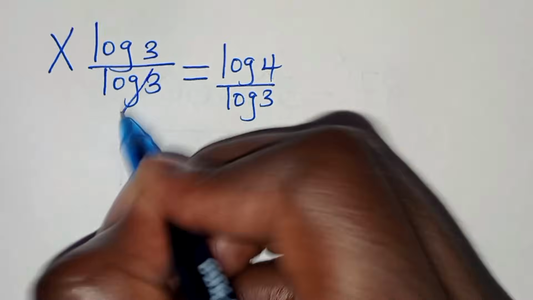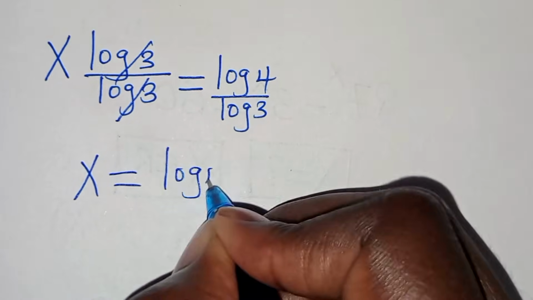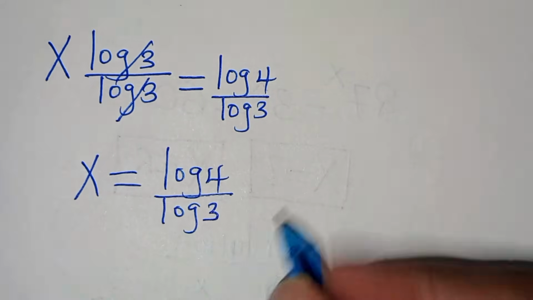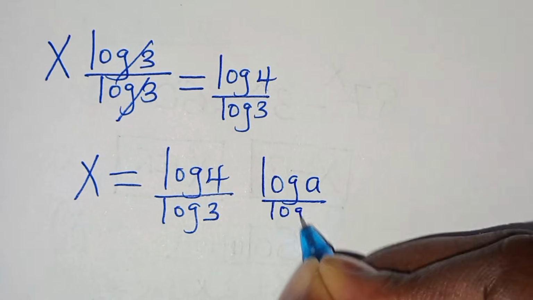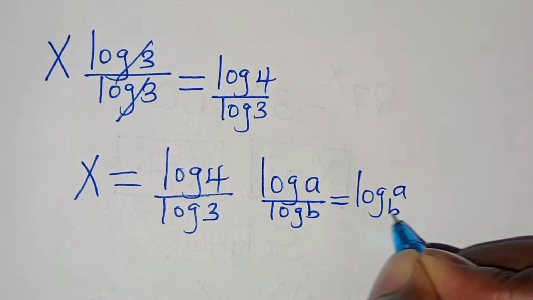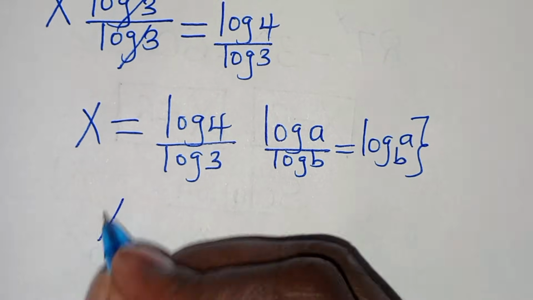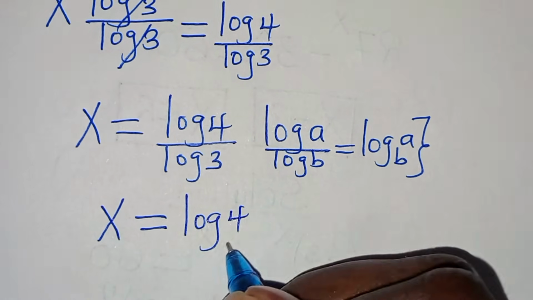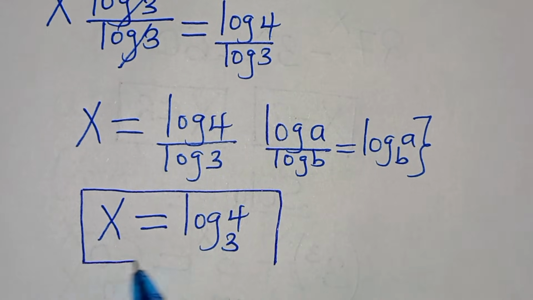Now let's simplify log 3 and log 3 here, so that x is equal to log 4 divided by log 3. Log 4 over log 3 is in the form of log a divided by log b, which we can express as log a to base b. Applying this property, x is equal to log 4 to base 3. So this is the value of x.